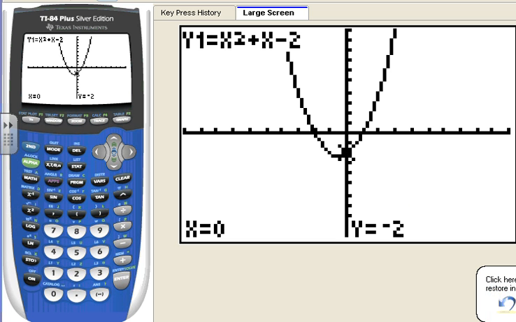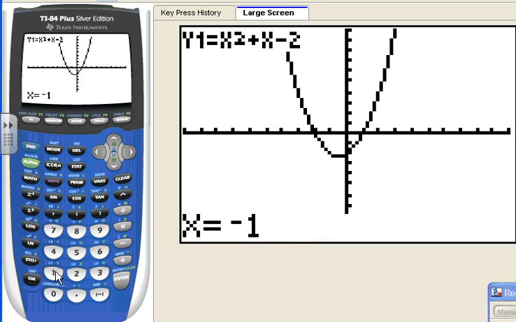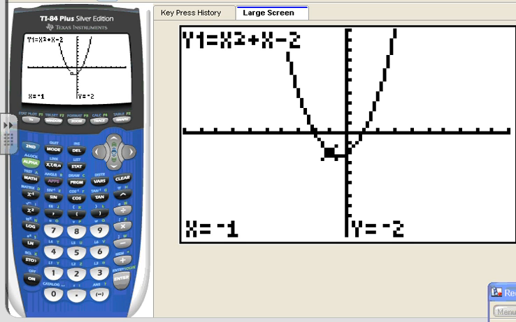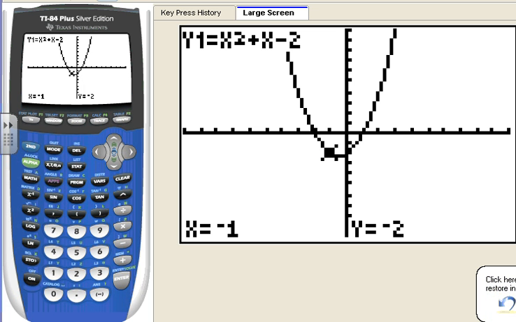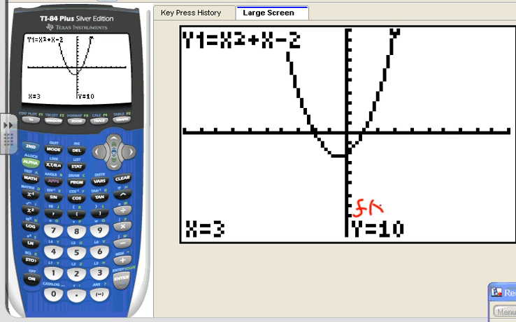The next thing that we calculated was f of negative 1. And remember, we found out that that was equal to negative 2. So again, this is our point (-1, -2). This is x, and this is f of x. The last thing we found was f of 3, so if we trace for 3, we find out that it's equal to 10. Our f of x value is 10.